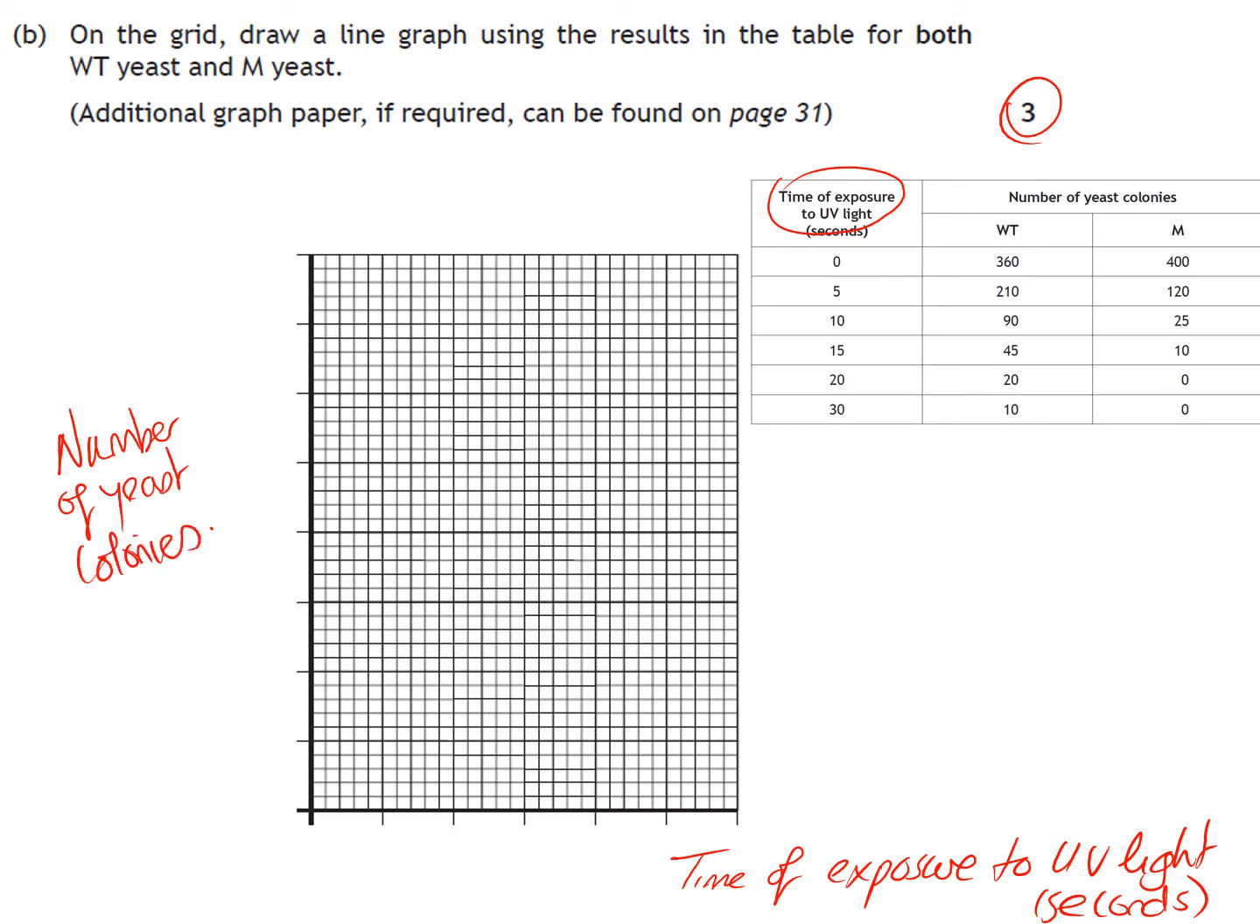Okay, so our time of exposure is quite straightforward. We're going 0 up to 30, so 5, 10, 15, 20, 25, 30 fits very, very neatly. And then we're going up the side. Our biggest number is 400, so that looks like 100, 200, 300, 400.